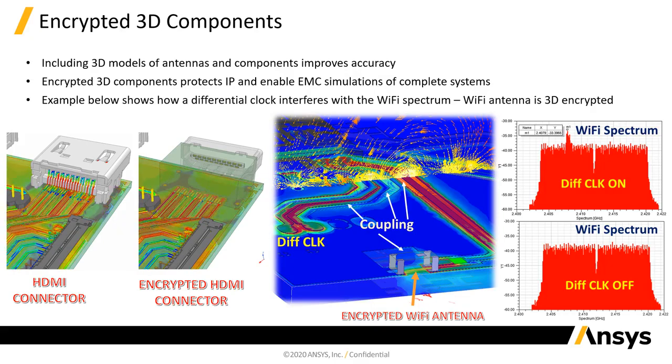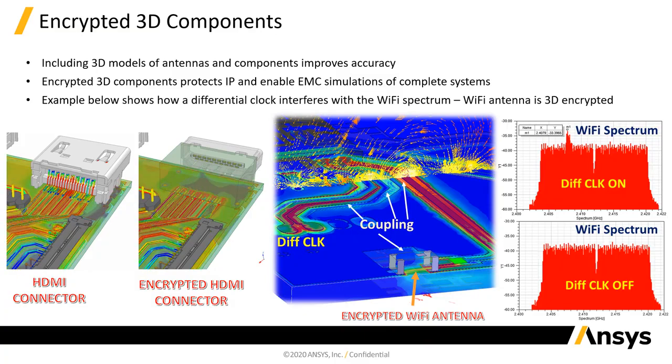One EMI example that we can see here on the right side is a coupling between a differential clock and an antenna and a NAT that connects to the chip. If we don't consider the 3D component itself, we would consider only the coupling between the traces. But it's also important to account for the coupling between the traces and also the antenna. So we can see on the right side when that differential clock is on or off in the Wi-Fi spectrum. So we can even see the channel that's interfering in that particular case.